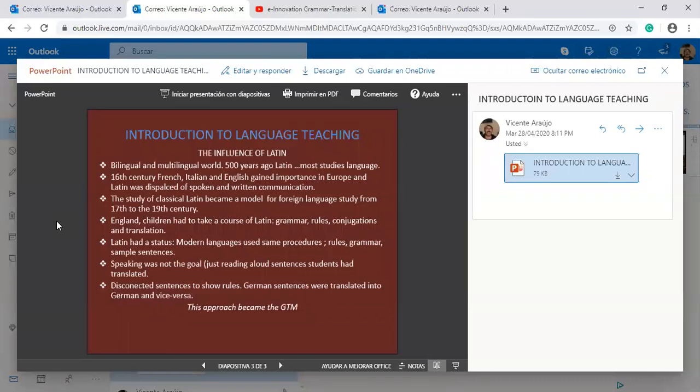And what is the goal, in your opinion? What is the goal of this grammar translation method? What is the goal? What's the main objective?